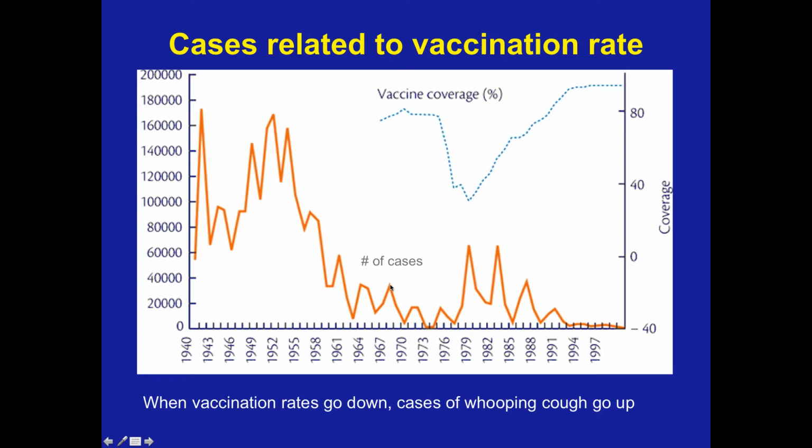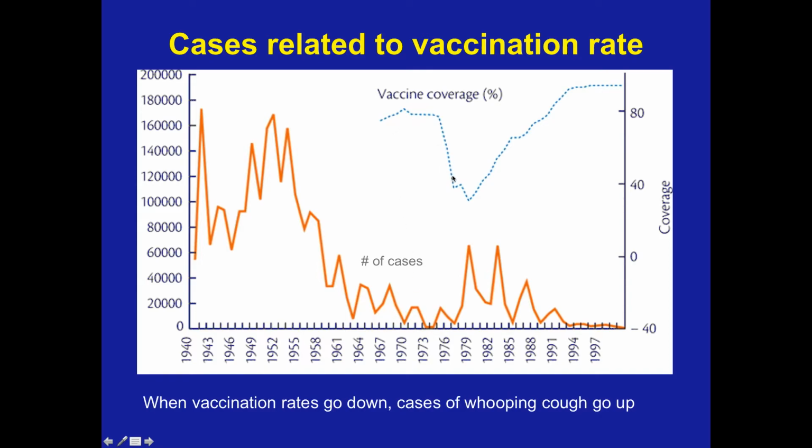So here's the number of cases. In this case, this is whooping cough, and I believe this was done in England. You can see it takes place through a number of years here. Number of cases goes way down here. Vaccination coverage was up high. As long as you keep it high in the 80s or so, you have very few cases.